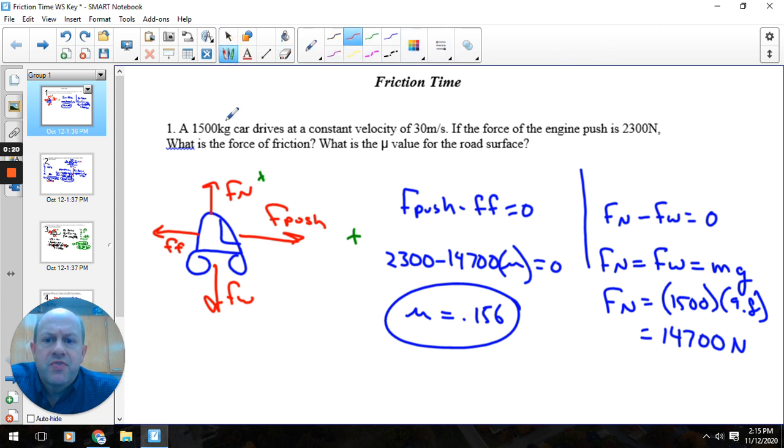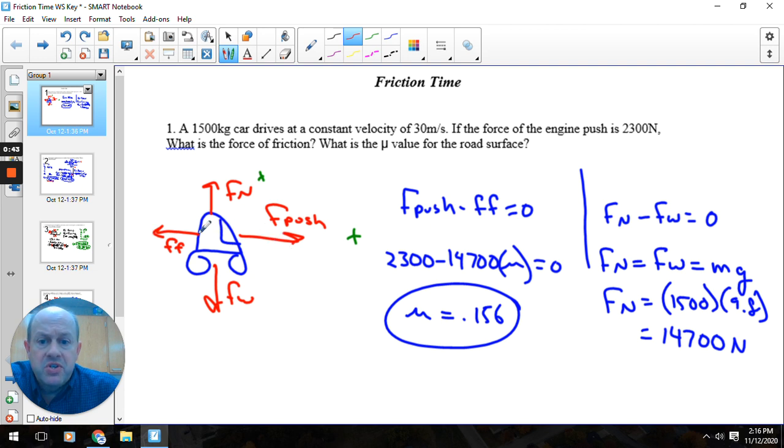So first problem was a 1,500 kilogram car, constant velocity 30 meters per second. If the force of push of the engine is 2,300 newtons, what is the force of friction? Then also what would be the mu value for the road surface. So we set up our force diagram. We got a push here caused by the engine, friction, normal, and weight.